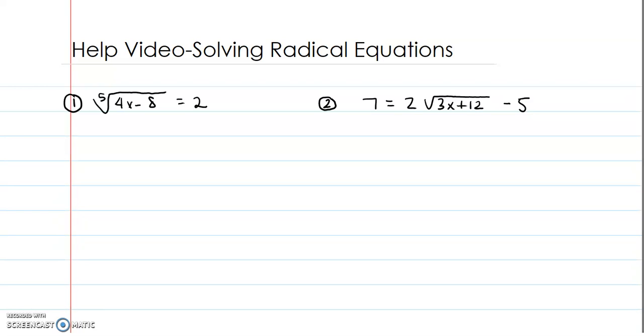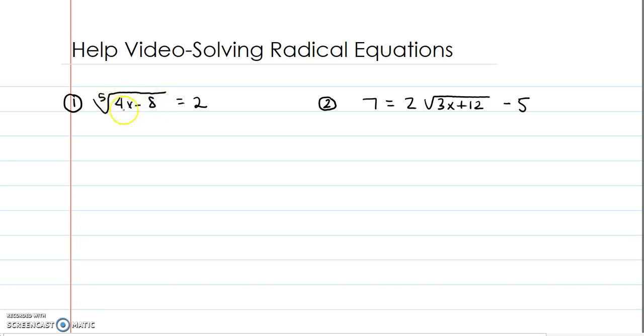Here's a review and a help video for solving radical equations. What we're going to do is do two kind of basic ones first, and then we'll make our way to more difficult problems. The first one here says the fifth root of 4x minus 8 equals 2.